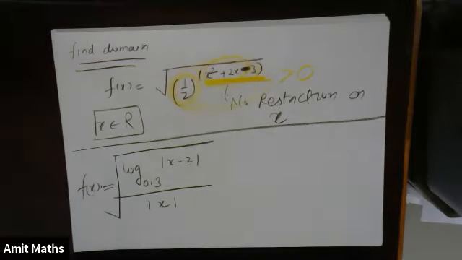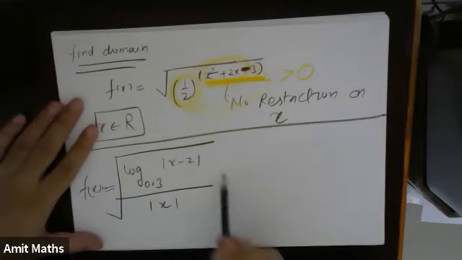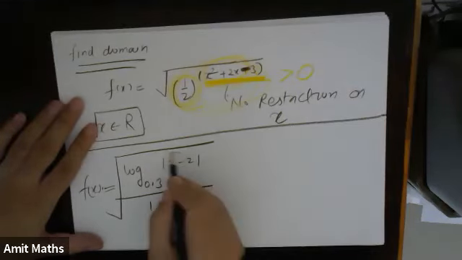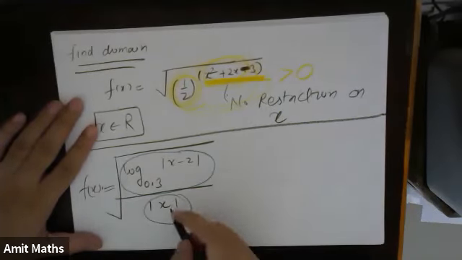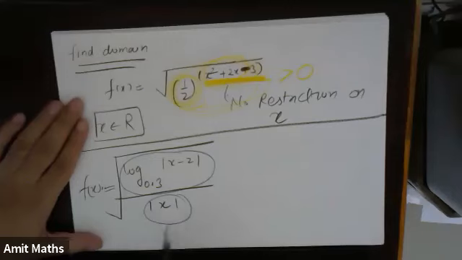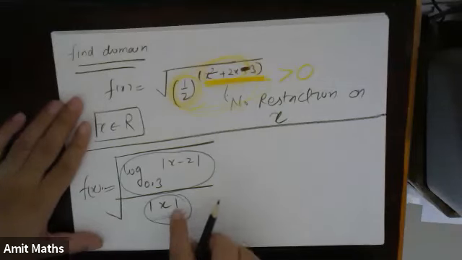Okay, let's see. First, let's divide this whole question into two parts: first this part, and another this part. And why am I dividing it into two parts? Because there is a mod of x in the denominator. Mod of x will always be greater than or equal to 0. Only problem with this mod of x is that somewhere it will become equal to 0.